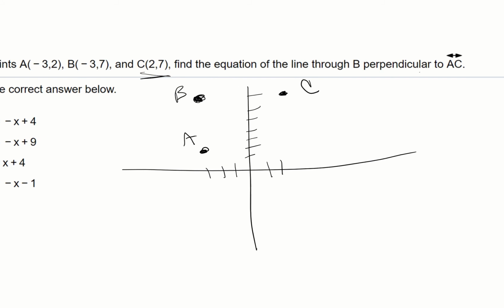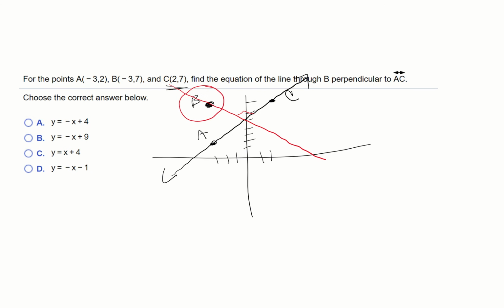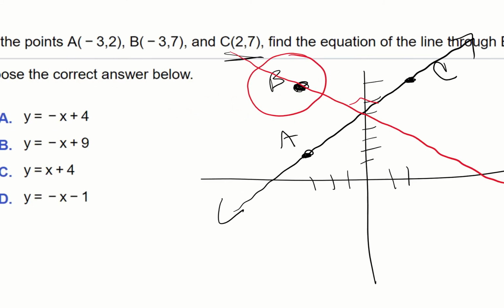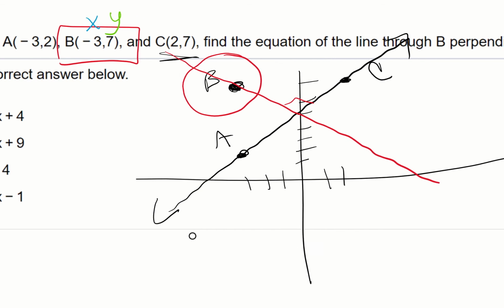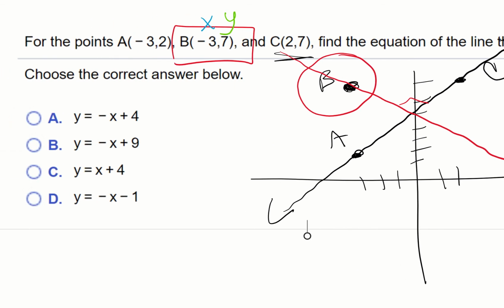So we want to figure out the equation of the line through B that is perpendicular to AC. This is my line AC, and we want a line that crosses through B and crosses this line at a 90-degree angle. So we want the equation of this red line. We're going to use the point B here, with its x and y, which we'll need later. We also need to figure out the slope, so we need the slope of AC first.